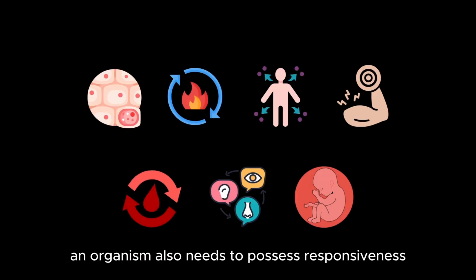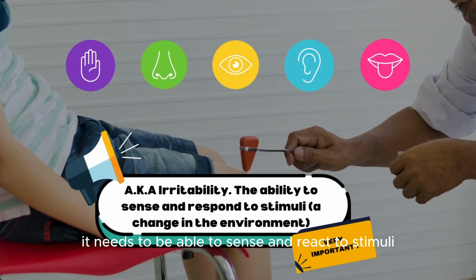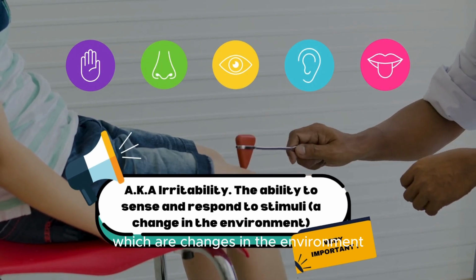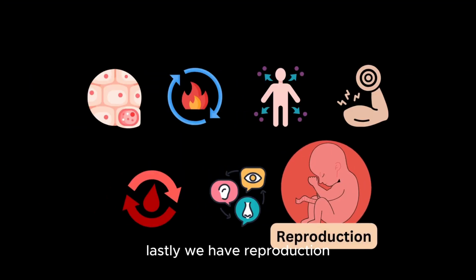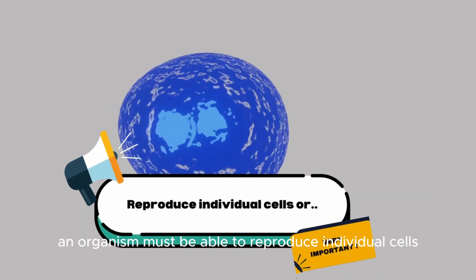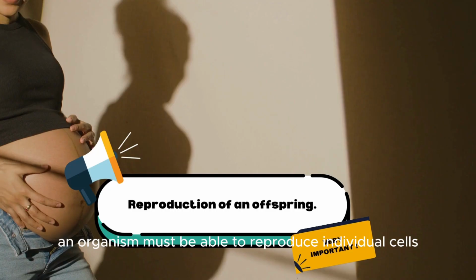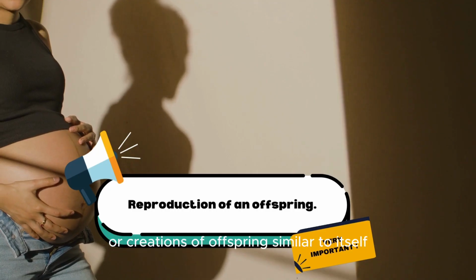An organism also needs to possess responsiveness. It needs to be able to sense and react to stimuli, which are changes in the environment. Lastly, we have reproduction. An organism must be able to reproduce individual cells or creations of offspring similar to itself.